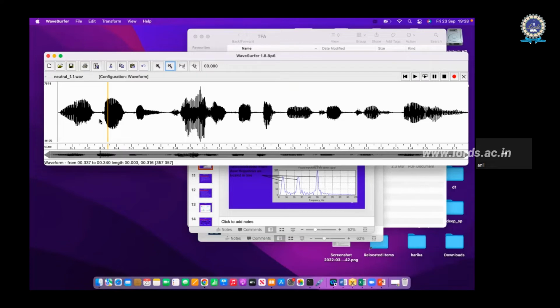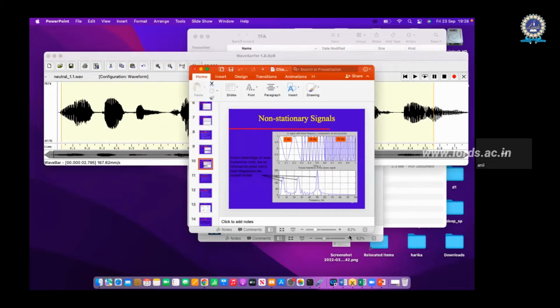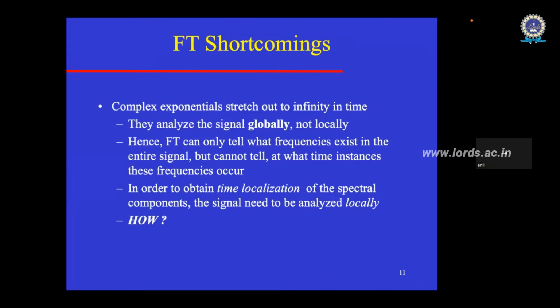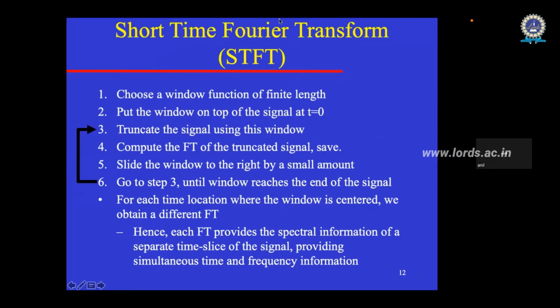If I want to recognize or analyze these sounds, applying the Fourier transform on the entire signal is of no use. I will get all the frequencies, but I don't know at what time what frequency is there, because this part of the signal is different from that part. I can't get any information. It is not useful at all. One easy solution is the short-term Fourier transform.